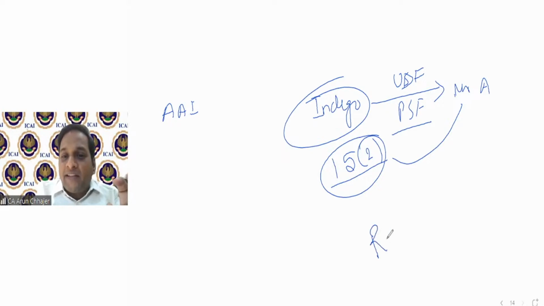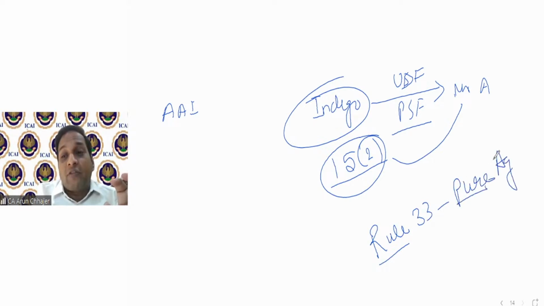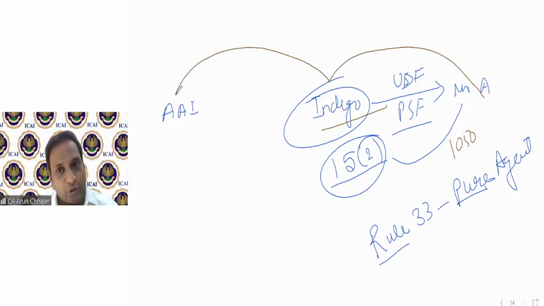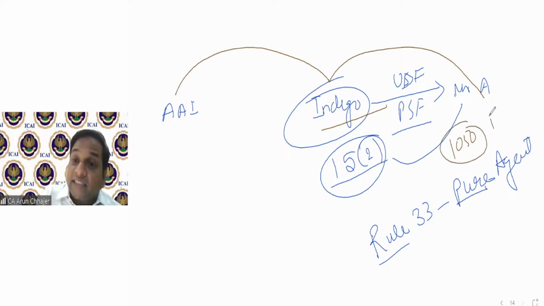But now they have explained Rule 33, the pure agent, which says that if all the conditions of the pure agent are satisfied, then this value incurred by Indigo in the capacity of the pure agent will not be added in the value. It means 1050, they will simply collect and simply pay to the Airport Authority of India. That's it. They will not collect the tax further. See, 1050 is the bifurcation of 1000 plus 50 GST.